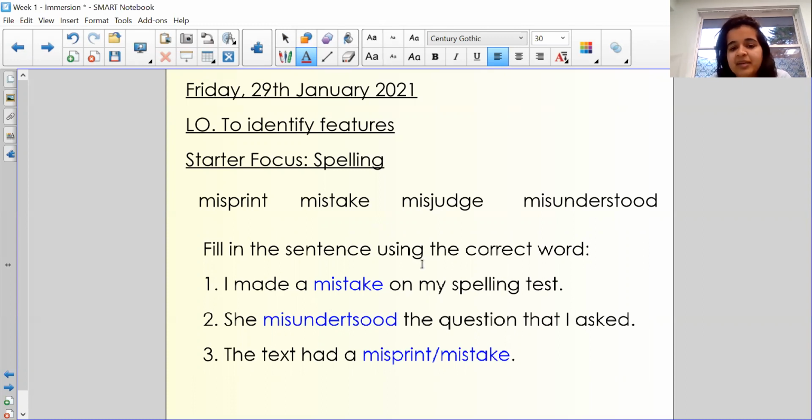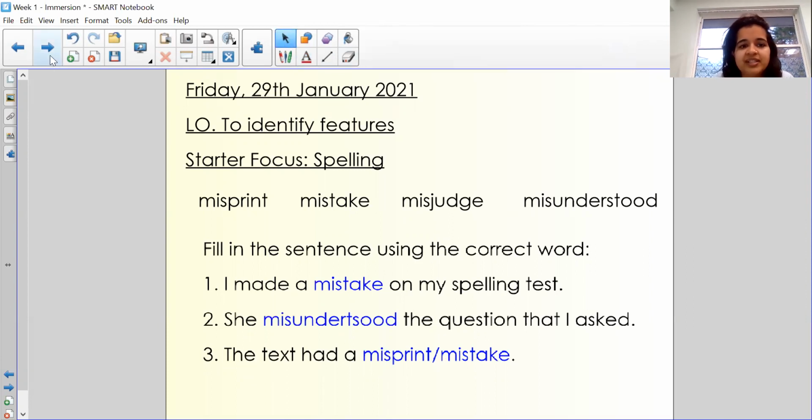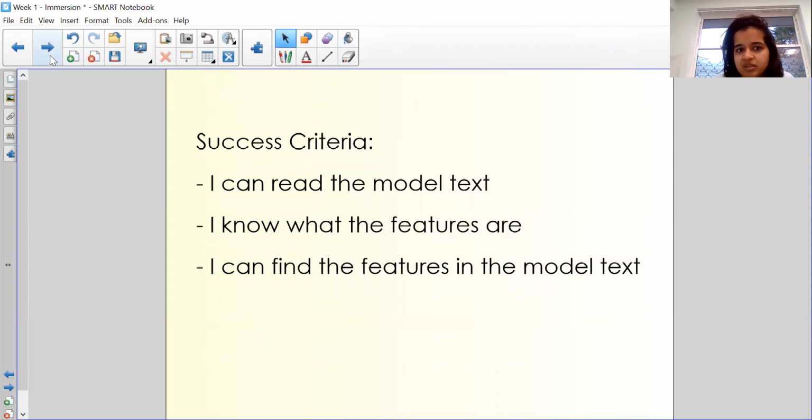Okay, so I made a mistake on my spelling test. She misunderstood the question that I asked. I mean, she didn't understand it. The text had a misprint, is what I was looking for. But if you wrote mistake as well, that is fine. Okay, so let's move on to identifying features of our model text.